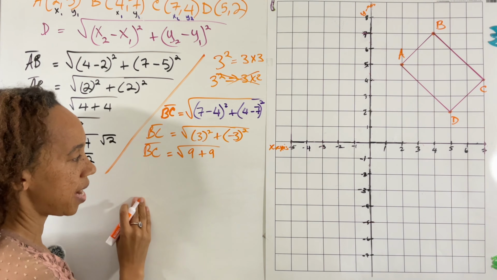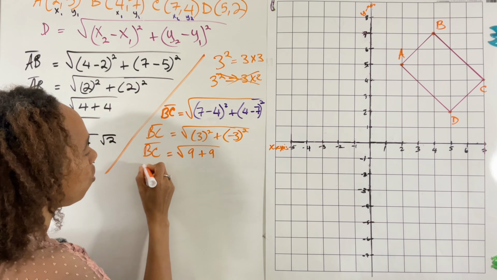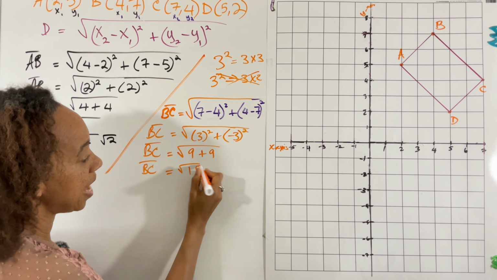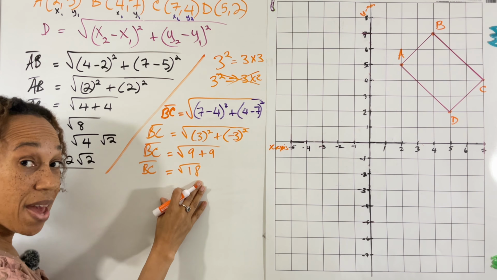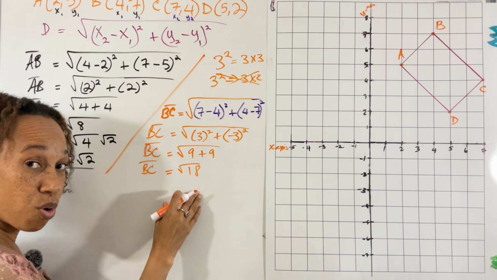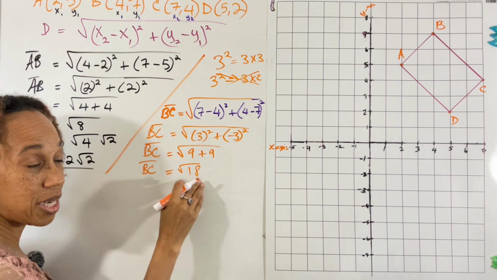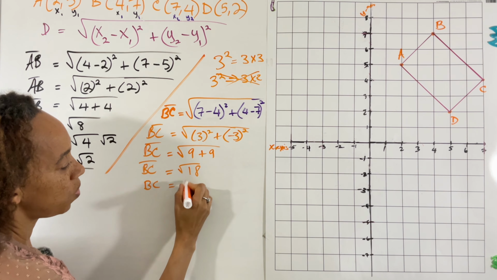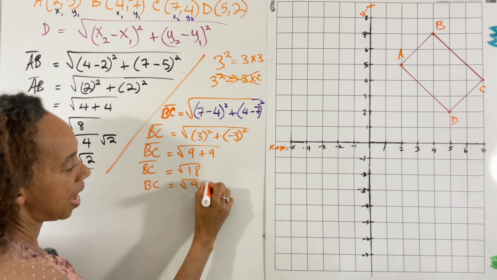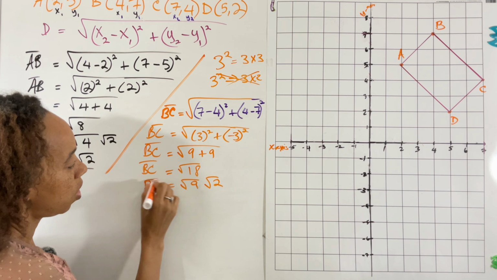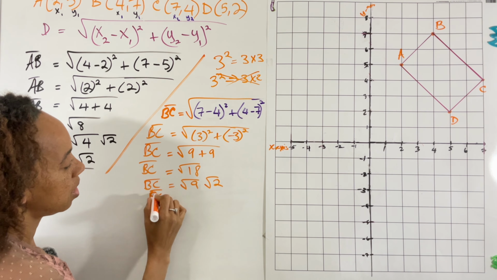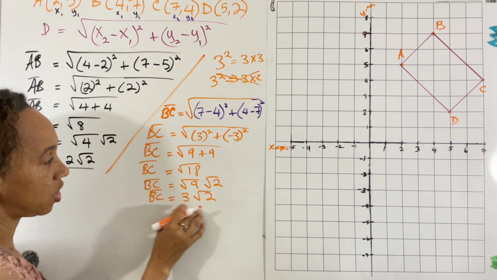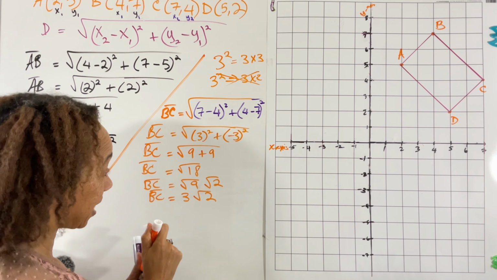So you have 9. And then you have to add that. So now you have the square root of 18. Now the square root of 18 can be further broken down into a perfect square and a non-perfect square. So if you break this down, you will get radical 9 and radical 2. So segment BC is going to be 3 radical 2. And that's your answer for that segment of that side.